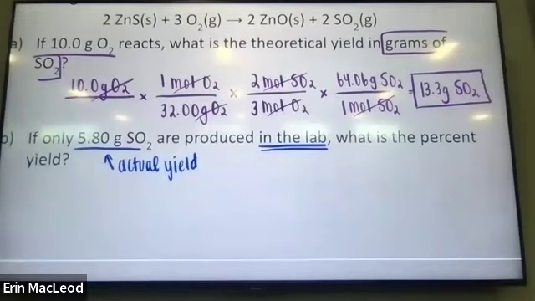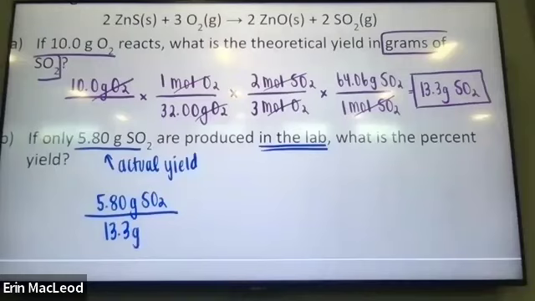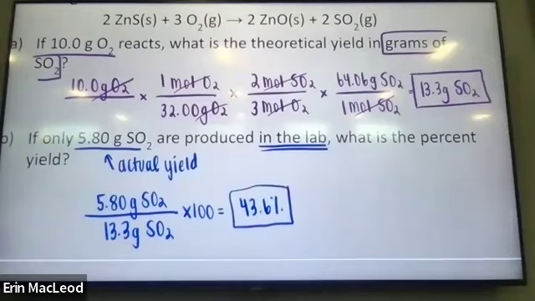So for your percent yield, it is always your actual yield, how much was made in the lab, divided by your theoretical, how much you were supposed to make, and then times 100. I'm pretty sure it's 43 points. Right down. Yeah, 43.6%. So not the greatest. We want as close to 100 as possible, but that's the goal.